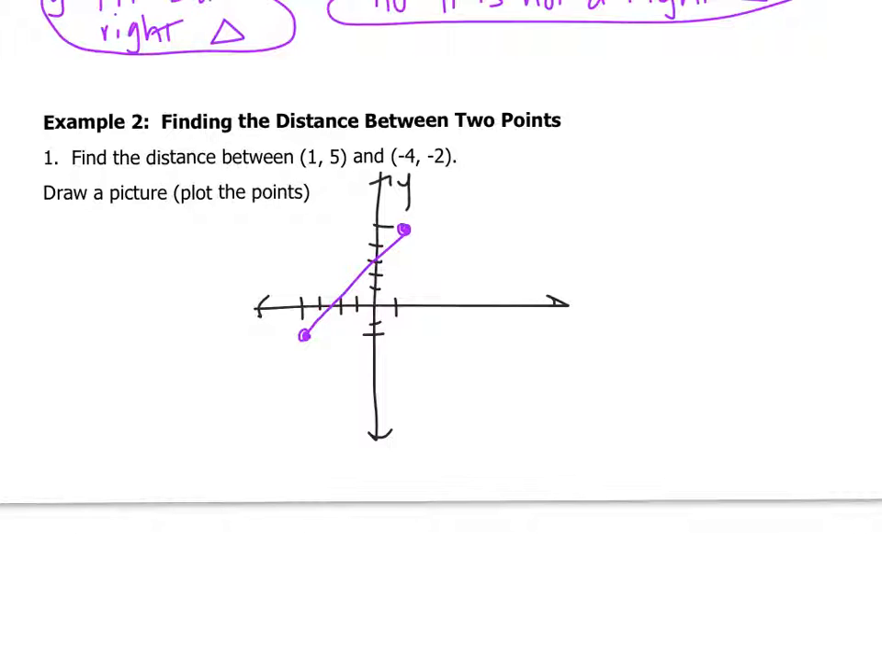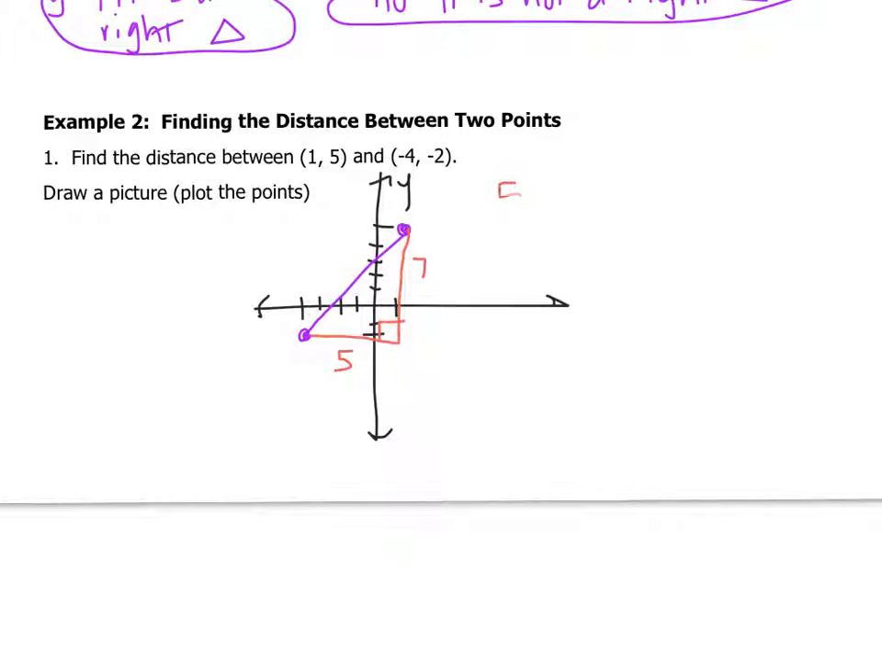Now in algebra next year, you're going to learn about this thing called the distance formula. But what you can do is drop this down and bring it over, and then you have a right triangle. So we can find the measurement of this side right here and the measurement of the height and plug it into our formula. So the measurement of the base is 5 units, because you can just count boxes. And the measurement of the height is 7 units because you can just count boxes.